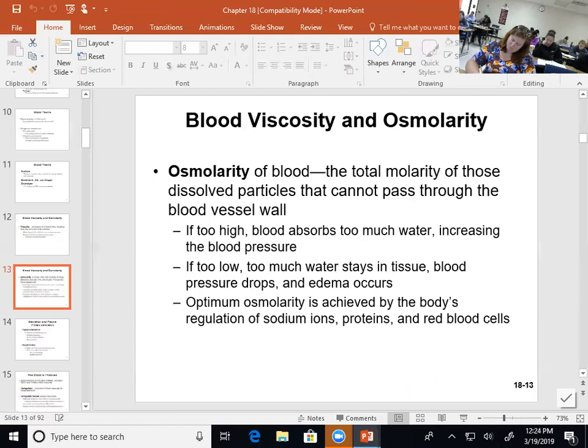The red bone marrow, stem cells in the red bone marrow. And then those stem cells are going to become platelets. And it's going to help with blood clotting.